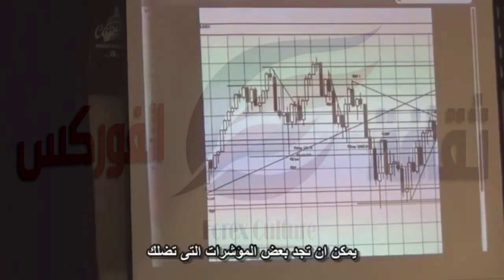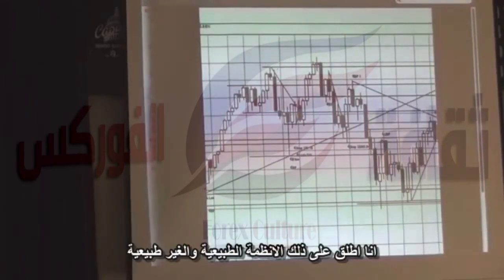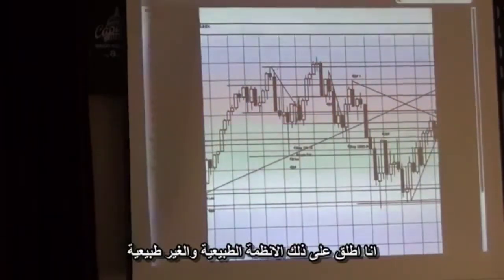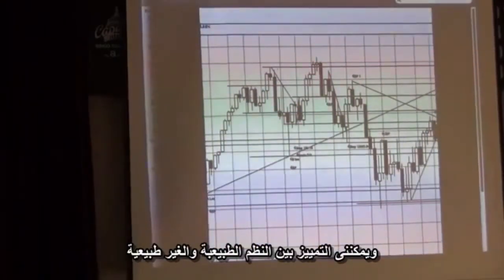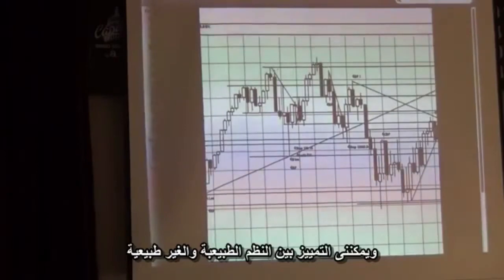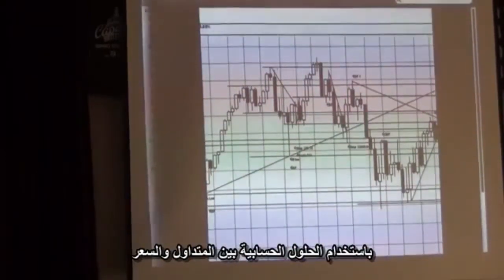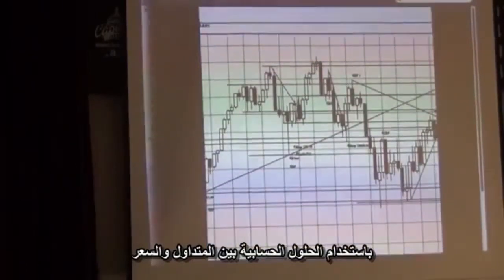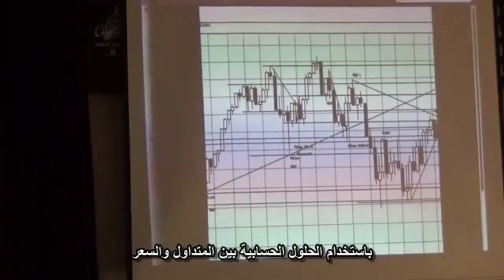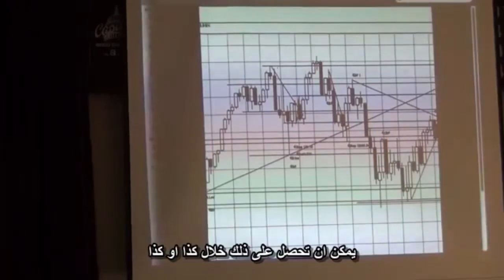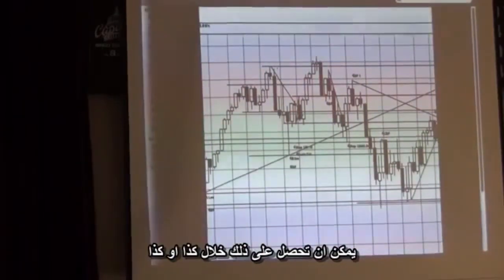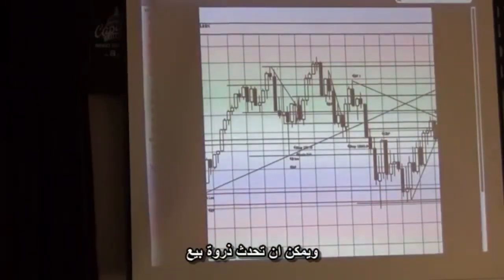I call them natural and unnatural systems. And I characterize unnatural systems as systems that put an algorithm between the trader and the price. So you can get an algorithm that says, oh, this is oversold, this is oversold, and it'll go on and be more and more. It'll be oversold till you're broke.